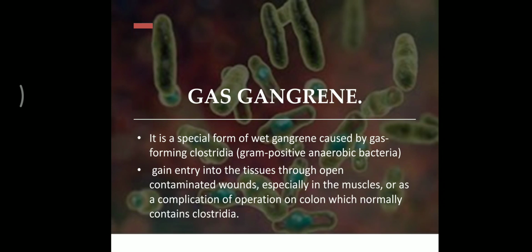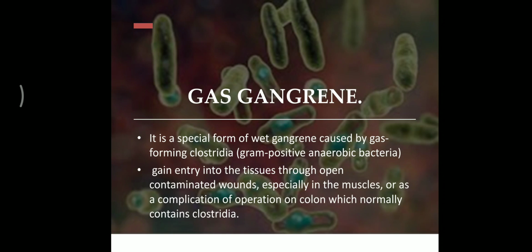Gas gangrene is a special form of wet gangrene. It's caused by gas-forming bacteria like Clostridia. Clostridium welchii forms gas gangrene. This Clostridium is a gram-positive bacterium which grows in anaerobic conditions, especially in the absence of oxygen. It gains entry into the tissue through open contaminated wounds, especially in the muscles where oxygen is less.